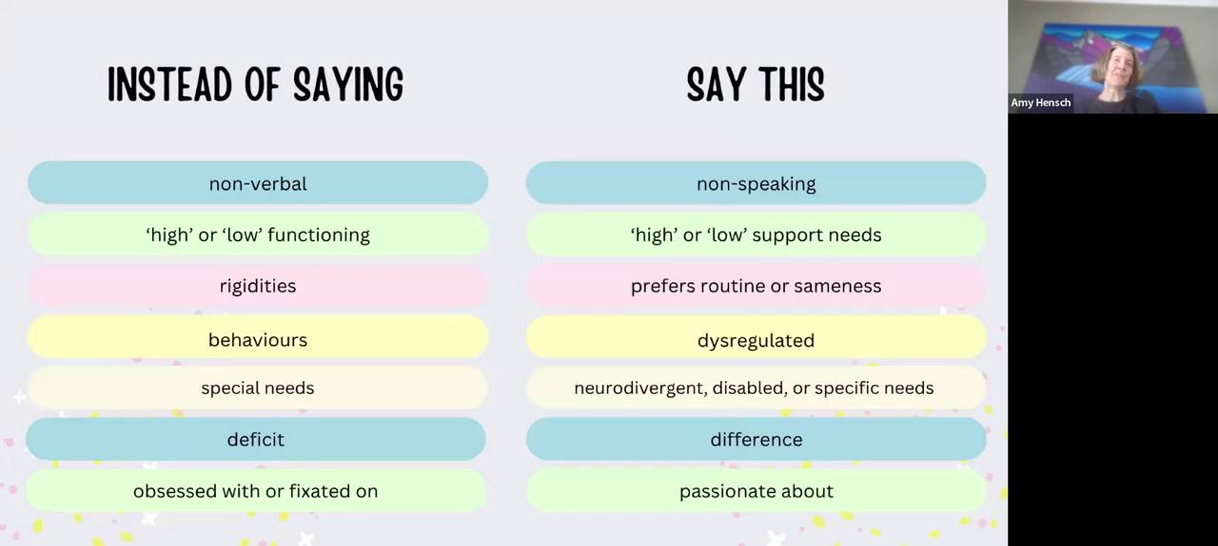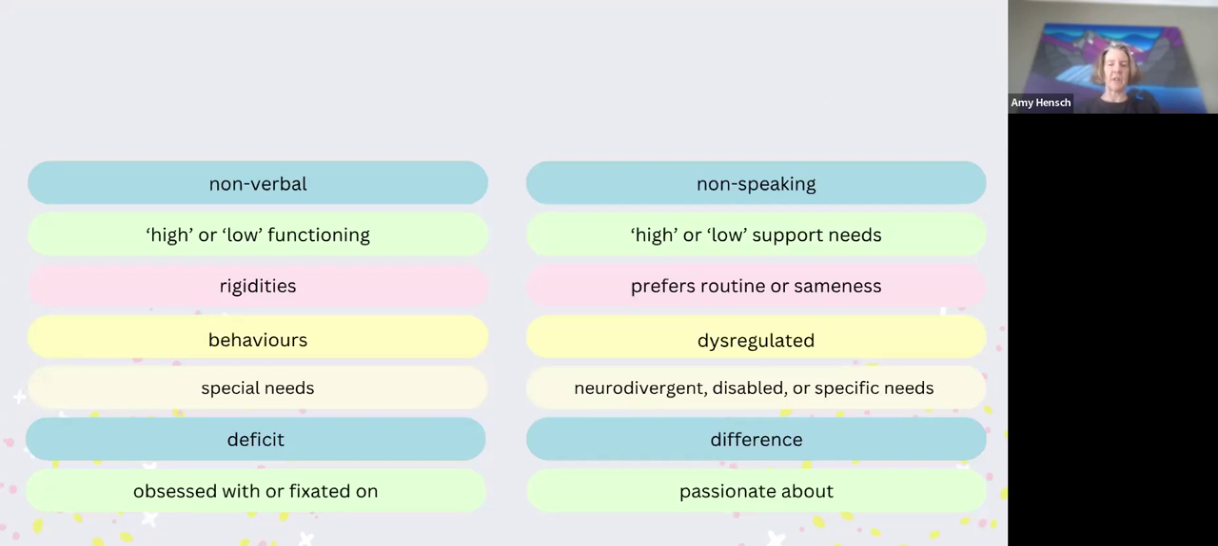Here's some don't say this, say that ideas for you to consider. Like nonverbal can be non speaking, rigidities can be prefers routine. A big one for me is deficit versus difference, and referring to a child's passions as things they're passionate about instead of talking about them being obsessed or fixated on something.